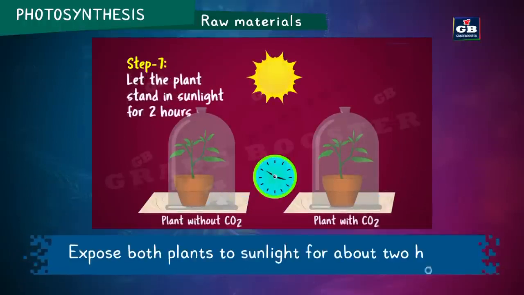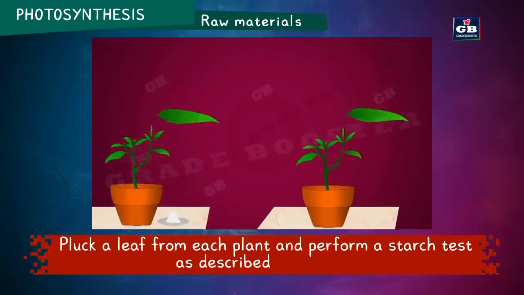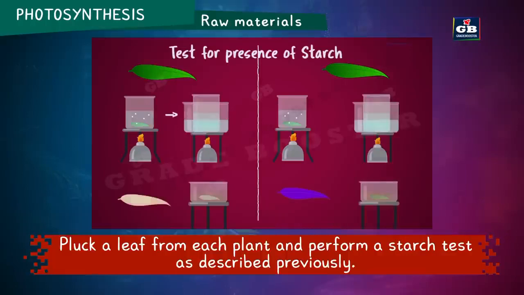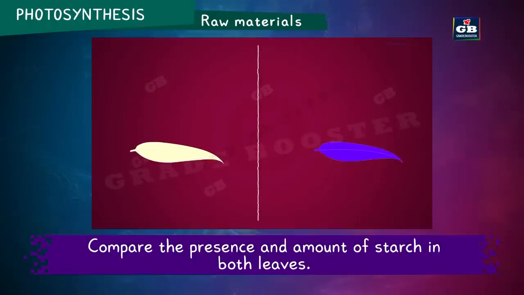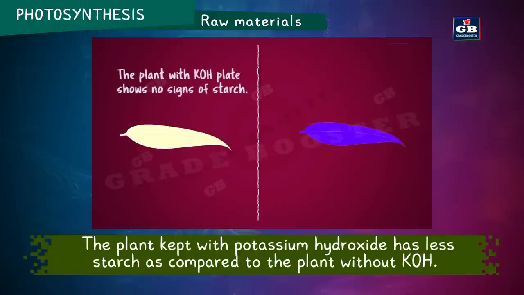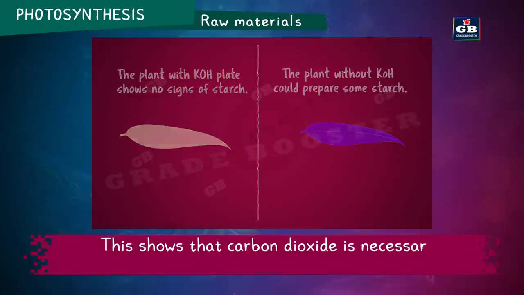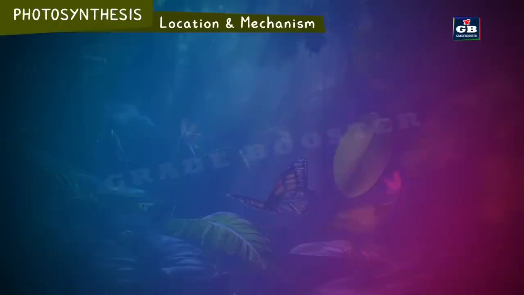Expose both plants to sunlight for about 2 hours. Pluck a leaf from each plant and perform a starch test as described earlier. Now compare the presence and amount of starch in both the leaves. The plant kept with potassium hydroxide has very less starch as compared to the plant without potassium hydroxide. This shows that carbon dioxide is necessary for photosynthesis.